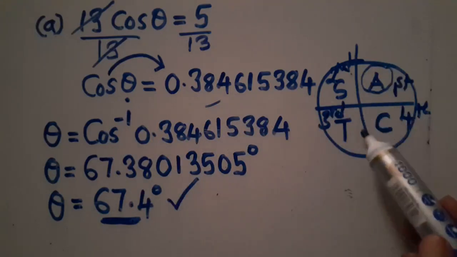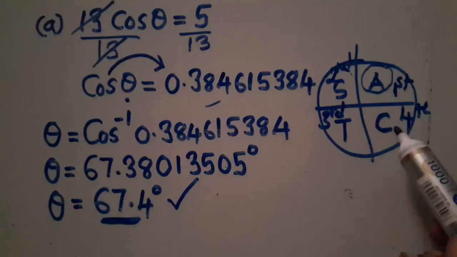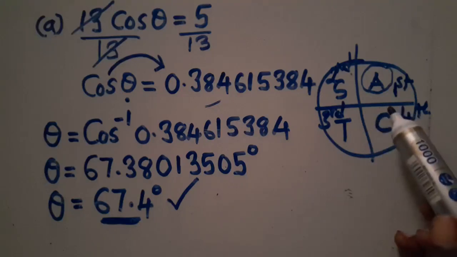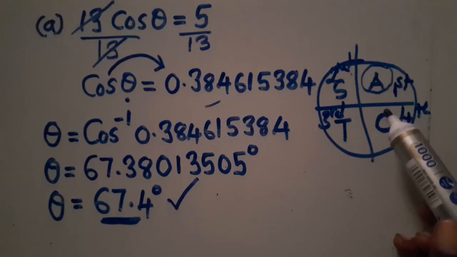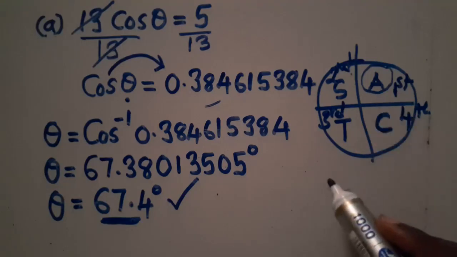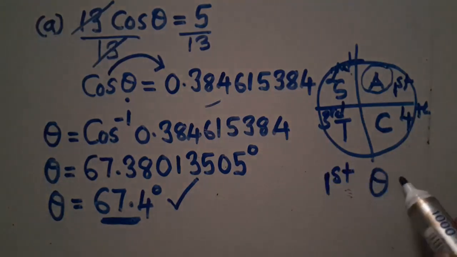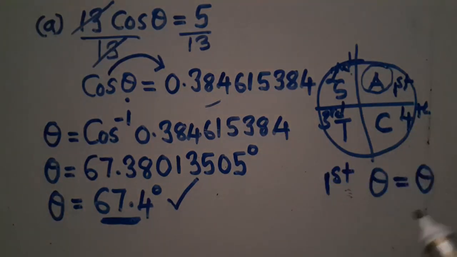And also in the fourth quadrant. So in the fourth quadrant, how do you find the theta there? I'll start with the first quadrant. In the first quadrant, what you need to know is that theta is equal to the angle. So to find the degrees there, it's just the same.